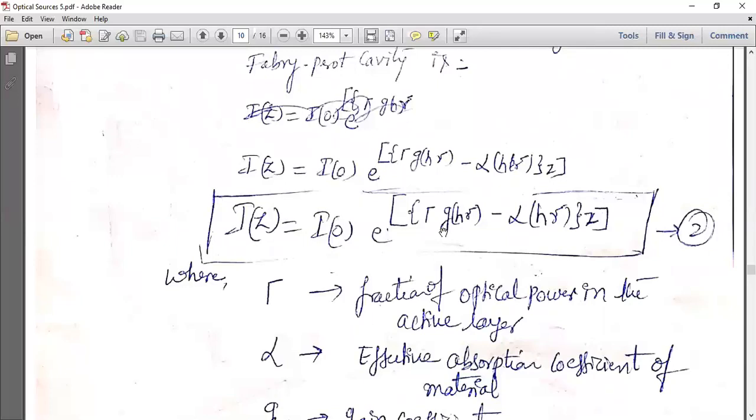Once spontaneous emission happens, there is a gain. Photons are generated frequently. That is the gain, which is a function of energy, because the more photons are generated, the more energy is generated. What is energy? h nu. So that much will be the gain: gain, a function of energy, multiplied by the fractional power which is generated.